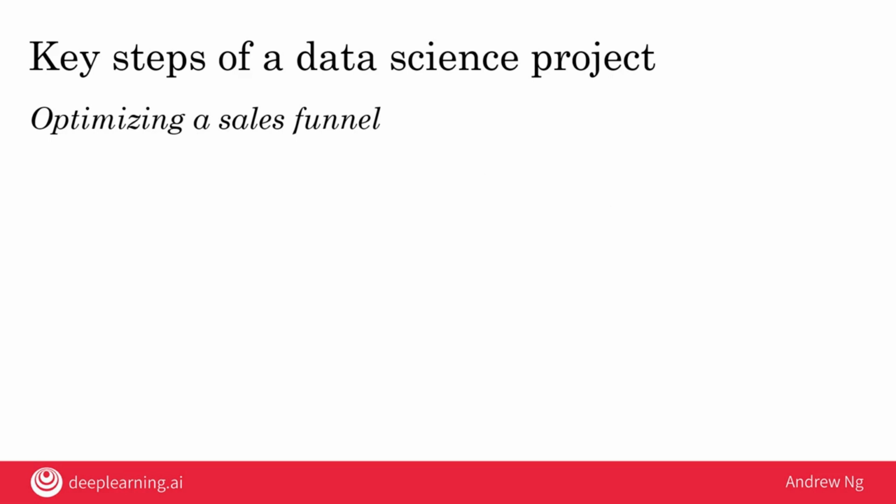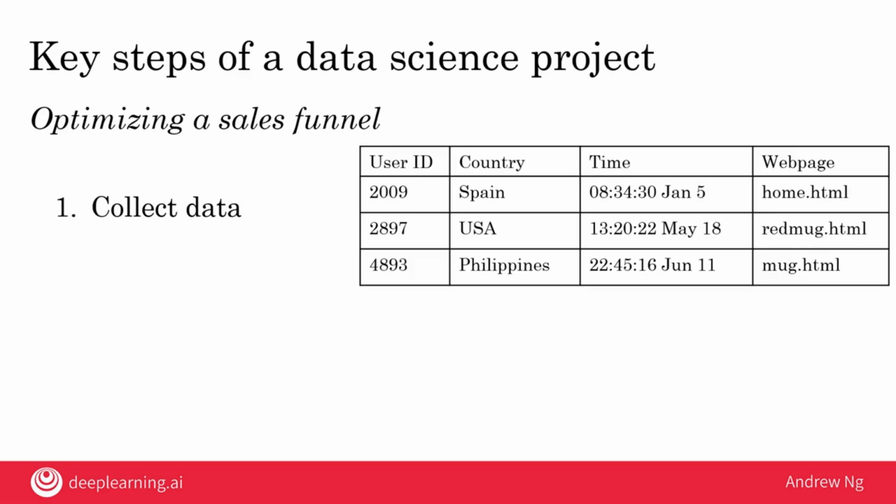Let's look at the key steps of a data science project. The first step is to collect data. So on a website like the one we saw, you may have a data set that stores when different users go to different web pages. In this simple example, I'm assuming that you can figure out the country that the users are coming from, for example, by looking at their computer's address, called an IP address, and figuring out what is the country from which they're originating. But in practice, you could usually get quite a bit more data about users than just what country they're from. The second step is to then analyze the data.